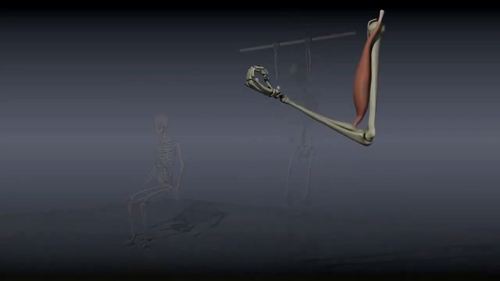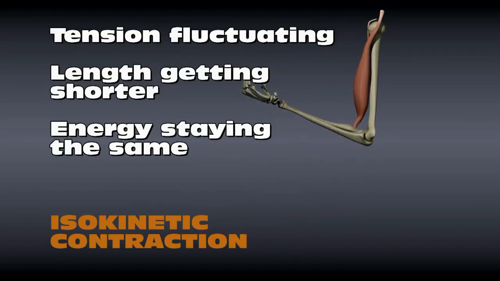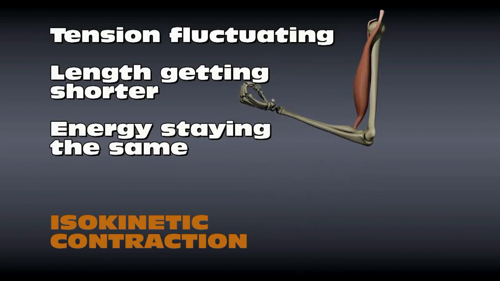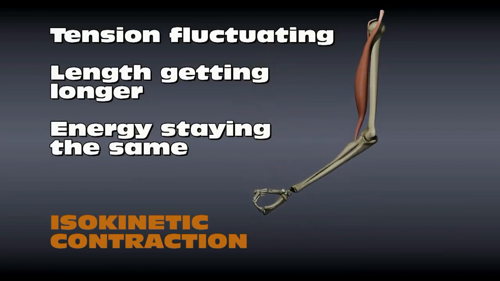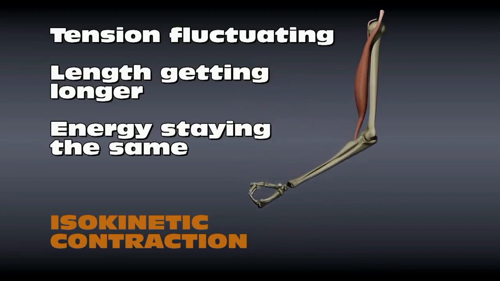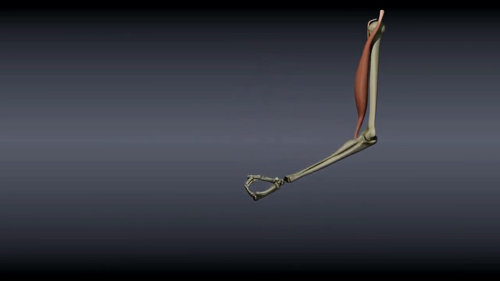In isokinetic contractions, the energy required by the muscle stays the same throughout the contraction. The tension across the muscle may change and the length of the muscle changes, but a constant amount of energy is required. Isokinetic contractions are the most effective at building strength, but special machines are required to allow for isokinetic exercises.